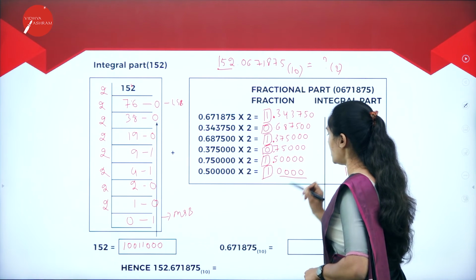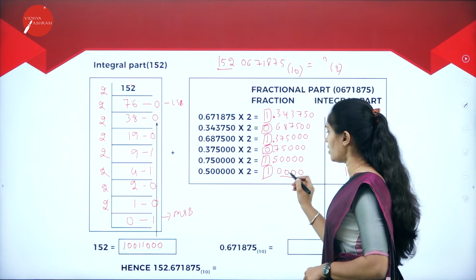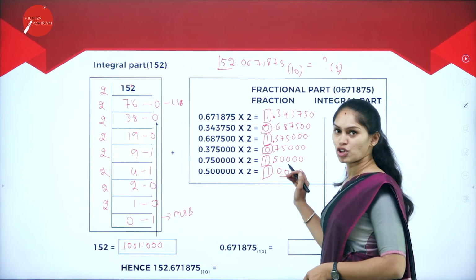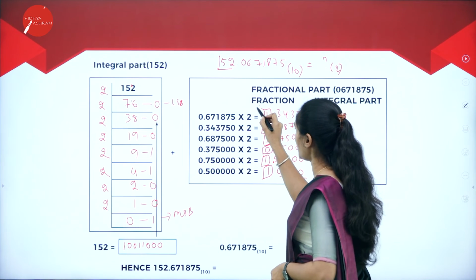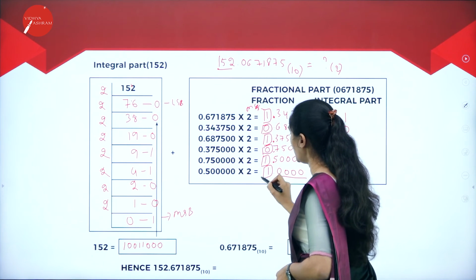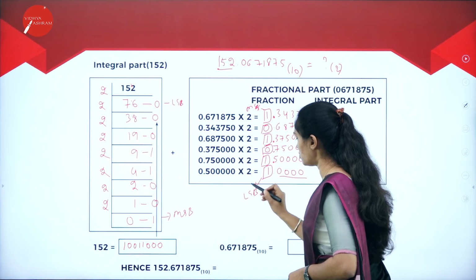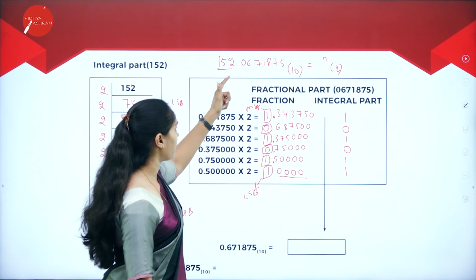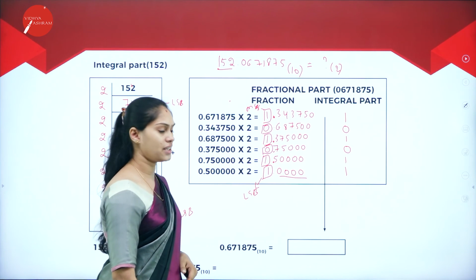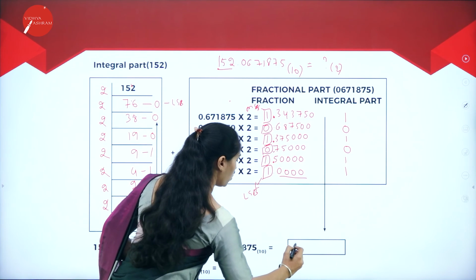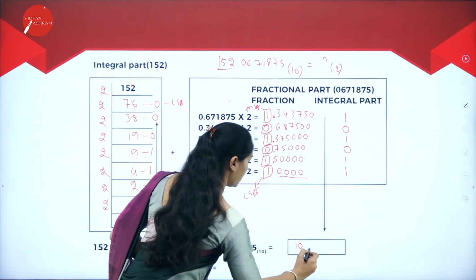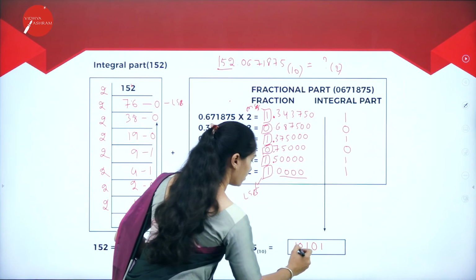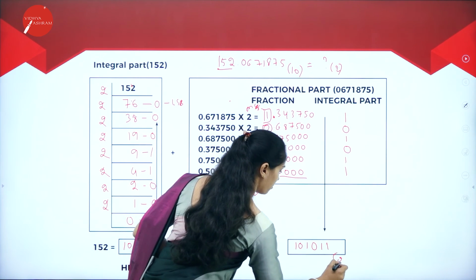Now it becomes all zeros. If I multiply all zeros by 2, we will end up with 0 itself, so at this point I have to stop the conversion. This will be my MSB and this will be my LSB. From where to where do we write the solution? From MSB to LSB. Then what is the equivalent value of 0.671875? That is equivalent to 0.101011, which is of the base 2.